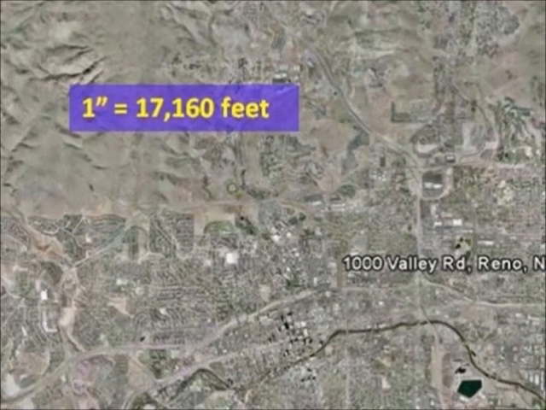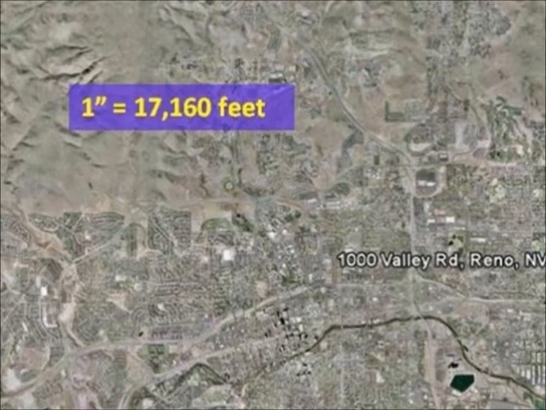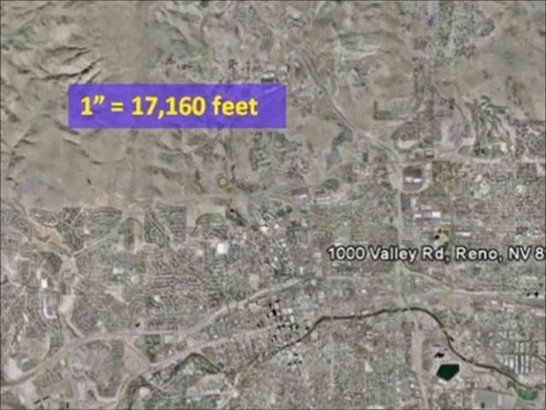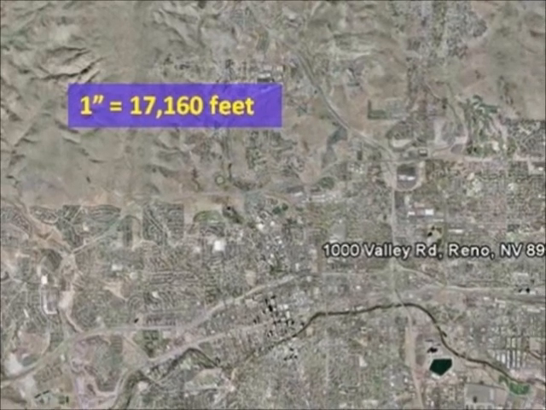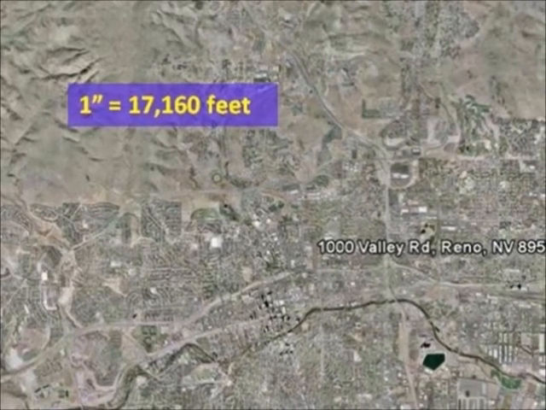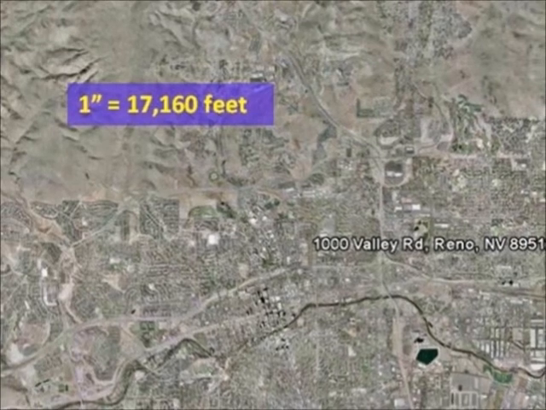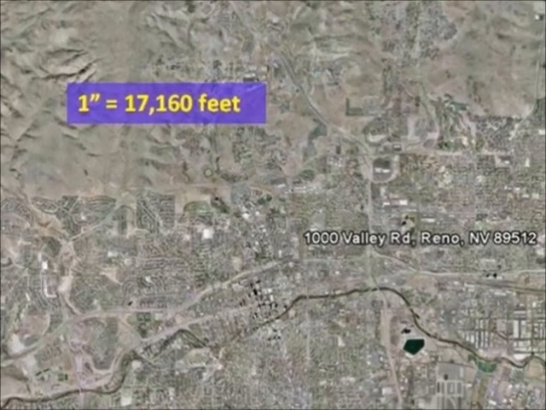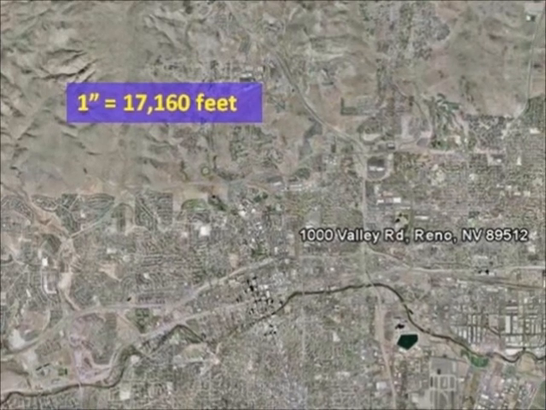So for example, for Valley Road, the scale can be increased almost to the point where 1 inch equals 468 feet without losing resolution. At this point, you'll be able to see the arrows on the roadway. You'll be able to see individual cars.